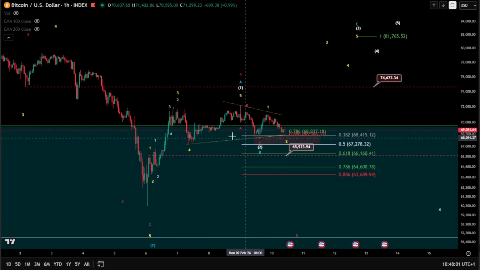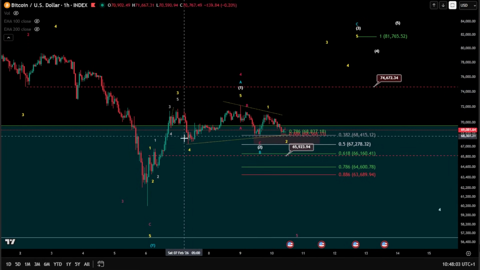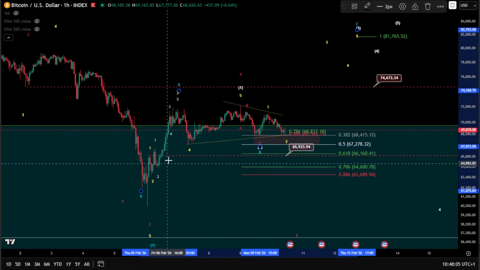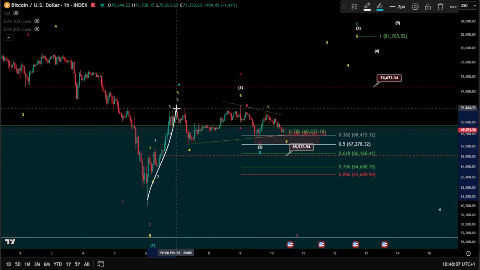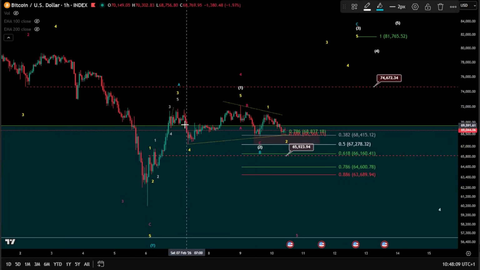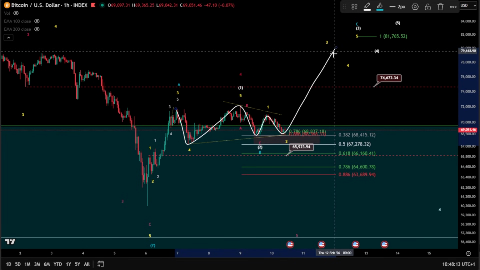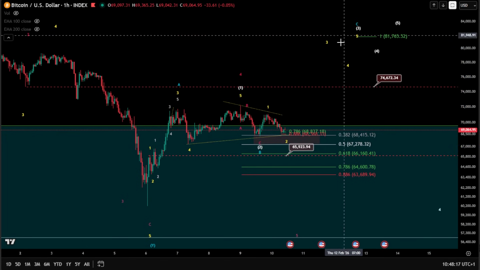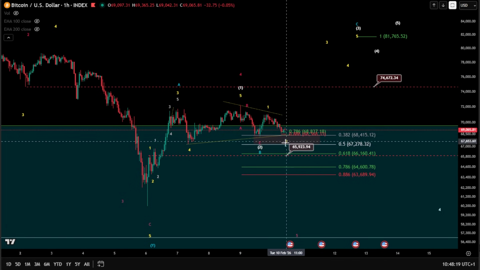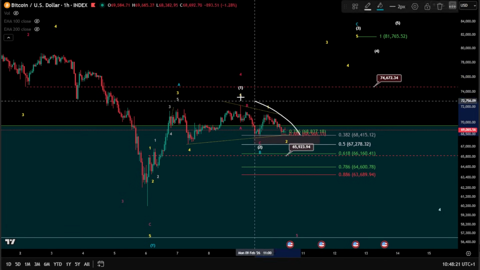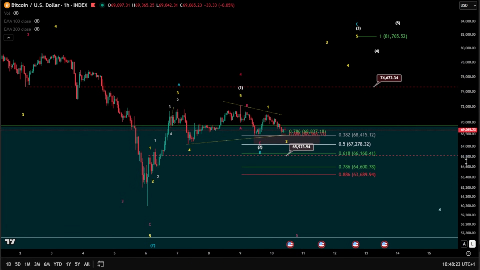Another scenario here can be that the wave A is finished over there, and you get a running triangle A, B, C, D, and an E, and we push toward the upside. And this is still bullish, and we're still looking for higher. And if this doesn't unfold, then something else is going on here.